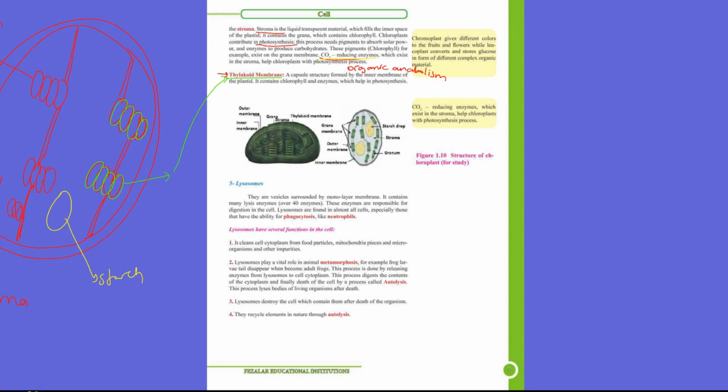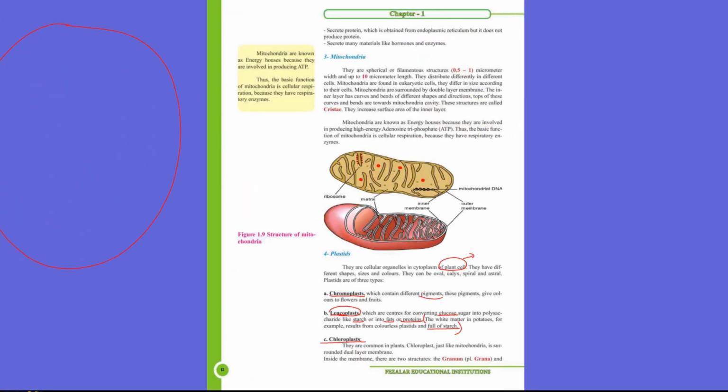Another question: we need to know the definition of stroma, a jelly-like fluid which fills the cavity of the chloroplast and contains CO2 reducing enzymes. We need to know the definition of thylakoid membrane, a capsule structure formed from the inner membrane of plastids, containing chlorophyll and enzymes and helping photosynthesis. Or we need to know grana, from the previous page: the inner membrane of chloroplast forms structures known as grana.